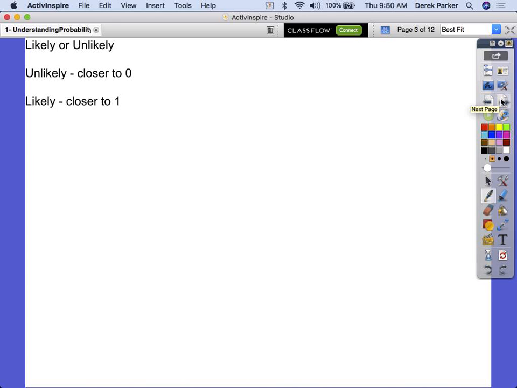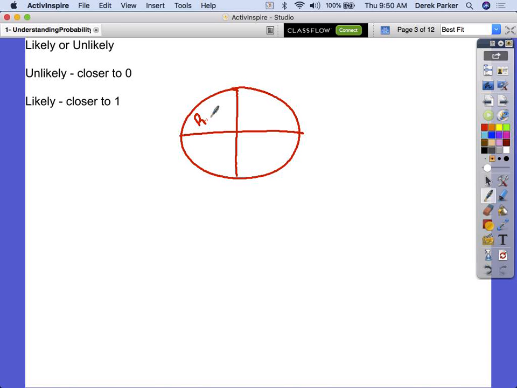Another thing you need to know: unlikely is closer to 0, likely is closer to 1. For example, if you had a pie chart, and the different spaces you had red, red, red, and blue. And it's a spinner, so we spin, and we want to know what is the probability it lands on blue.